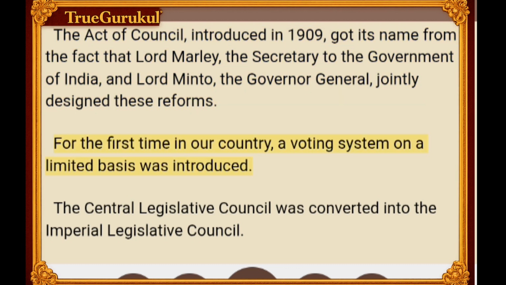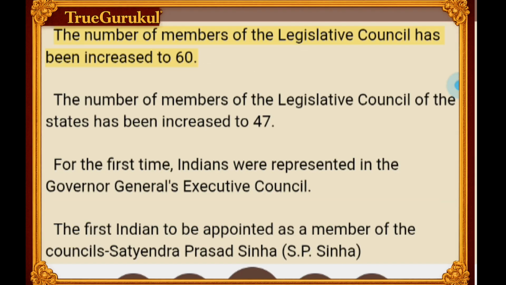For the first time in our country, a voting system on a limited basis was introduced. The Central Legislative Council was converted into the Imperial Legislative Council. The number of members of the Legislative Council has been increased to 60. The number of members of the Legislative Councils of the states has been increased to 47.